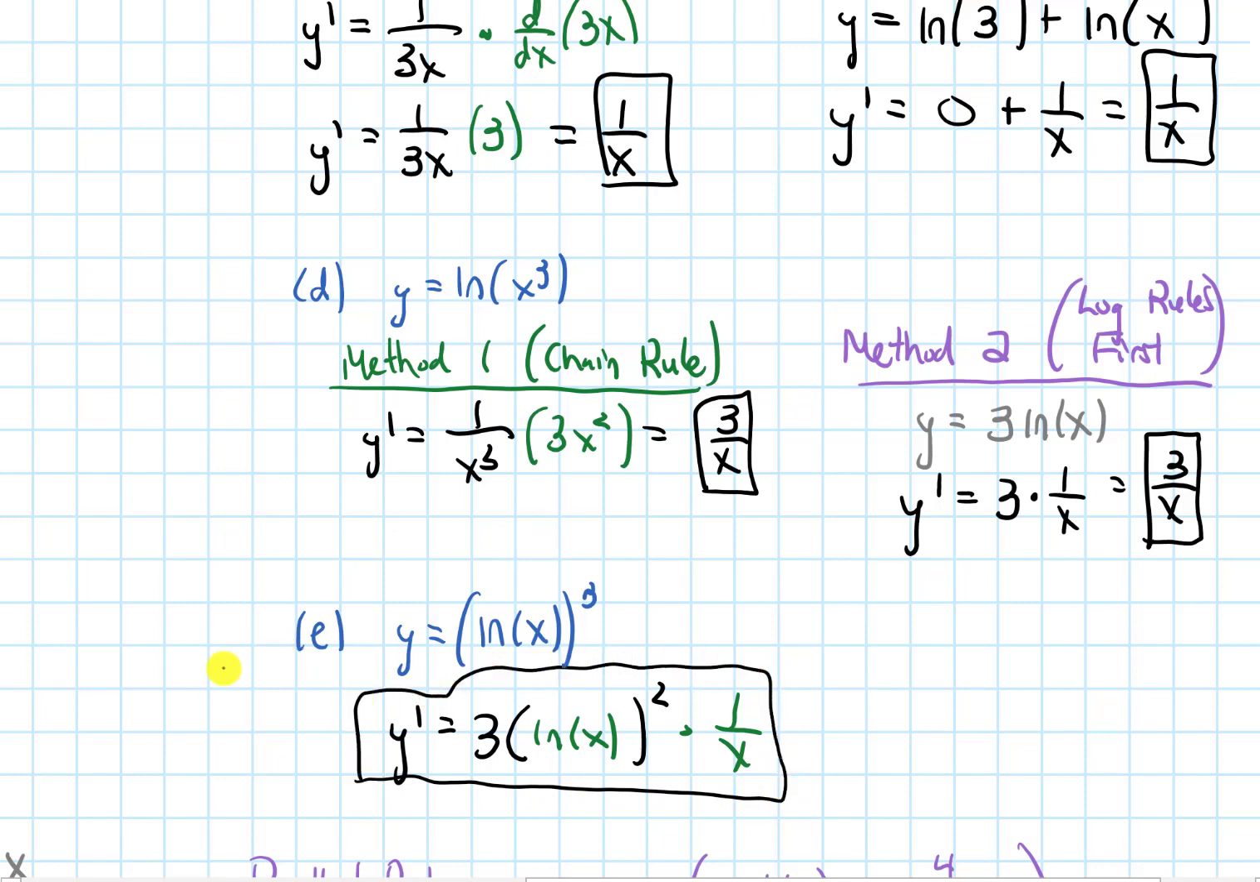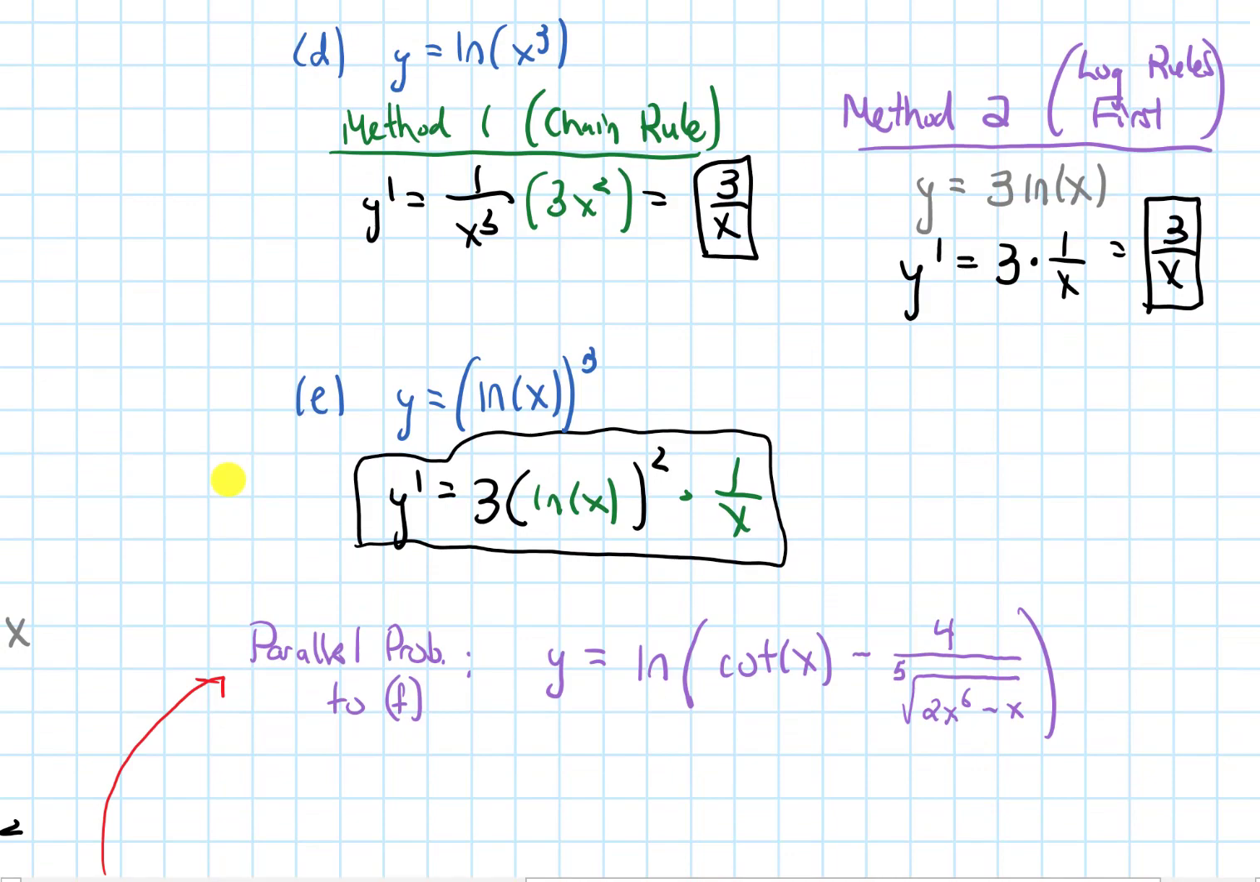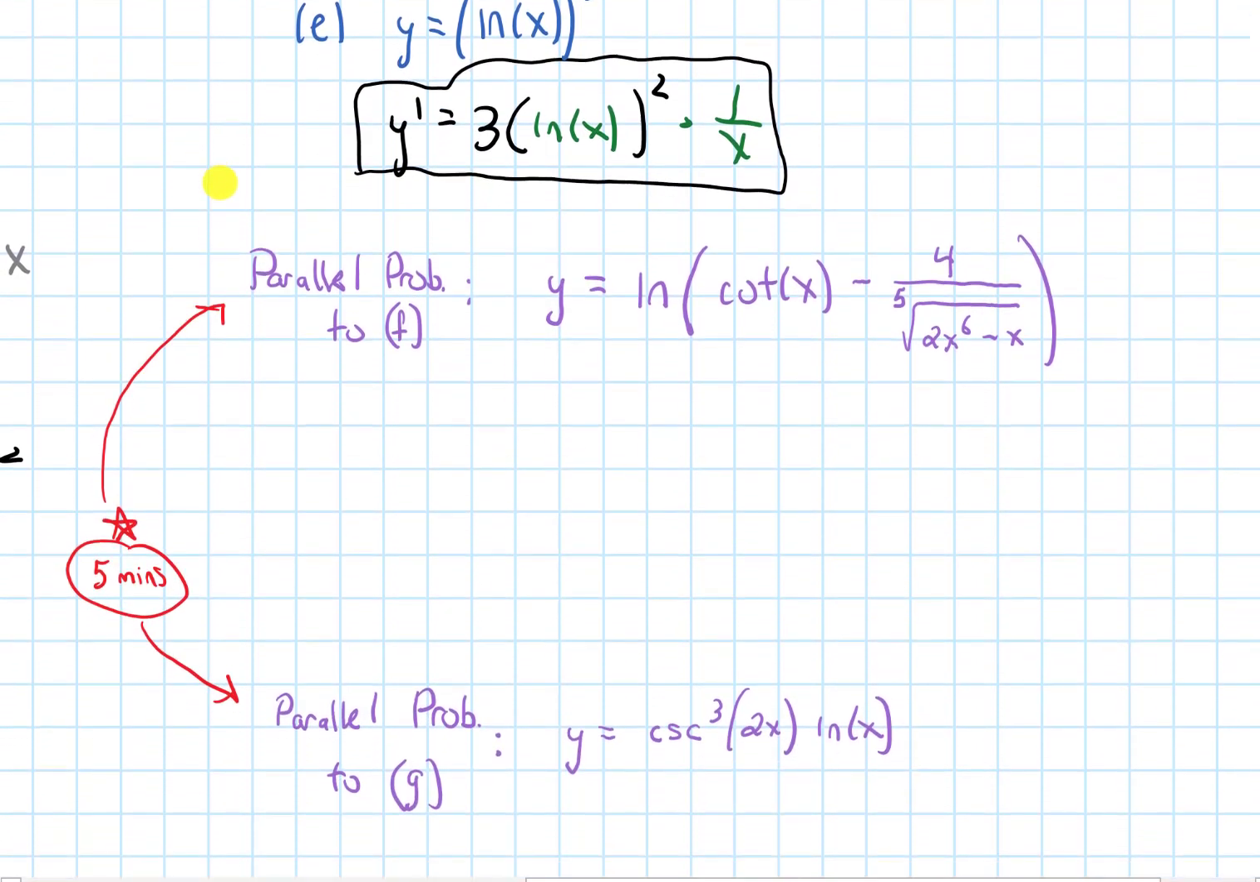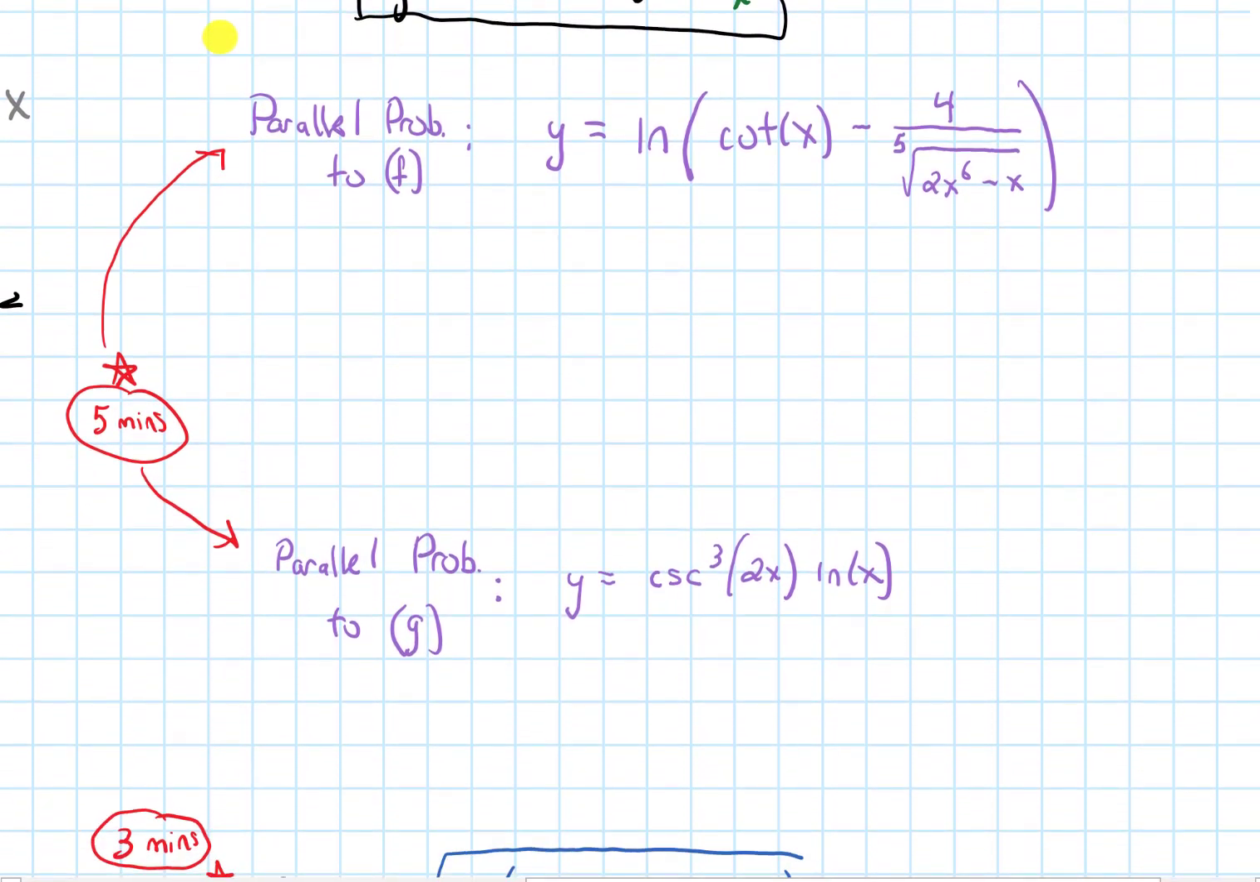All right, let's do another couple of practice problems, but we're going to amp up the difficulty now. Next I want to have you try this, which is a parallel problem to part F on the worksheet, and then this is a parallel problem to part G on the worksheet. I want to give you 5 minutes collectively to try these two. So pause it in 4, 3, 2, 1. Pause it and try these for 5 total minutes.